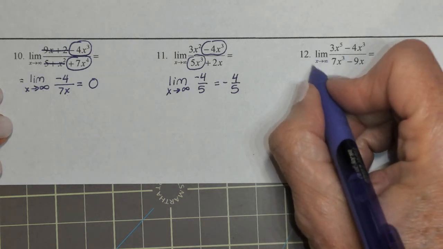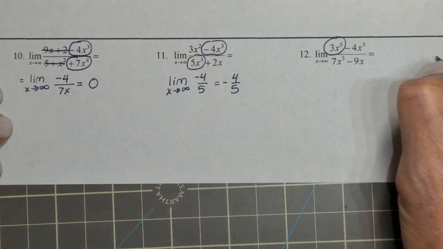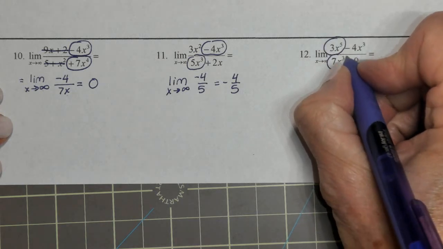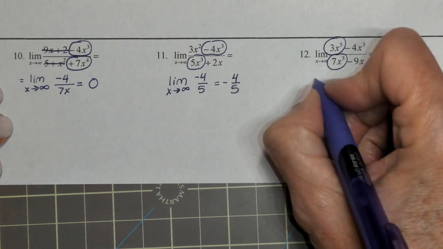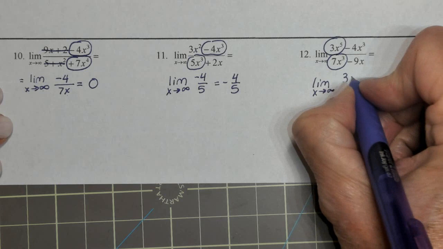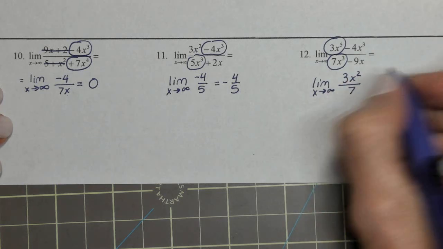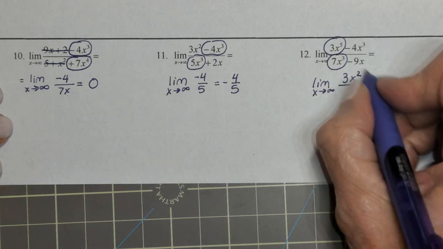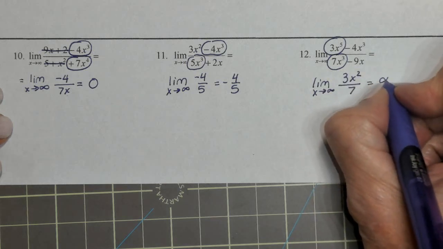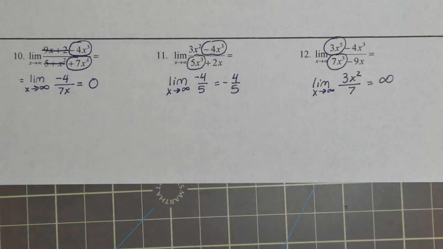Okay, another x going to infinity. Only examine your highest powered term on top and the highest powered term on the bottom. Reduce your x's. Going to have a 3x squared on top and a 7 on the bottom. Now let x go to infinity. We're going to have a positive infinity, all these positives. That's that.